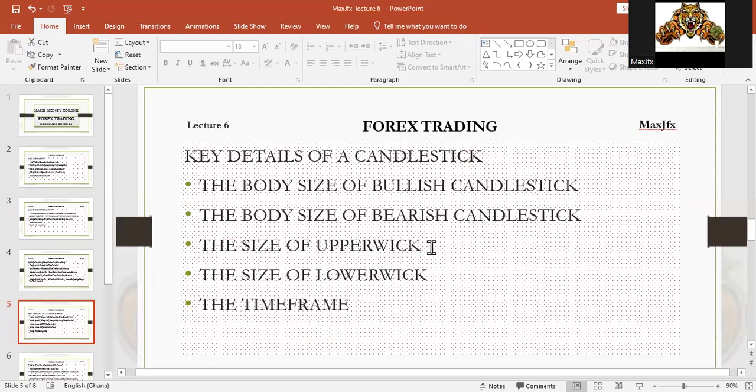If you're in a 5-minute time frame, it means each candle is made up of 5 minutes. So each candle is 5 minutes, 5 minutes, 5 minutes. Same as the 1-minute time frame too. Each candle represents 1 minute.